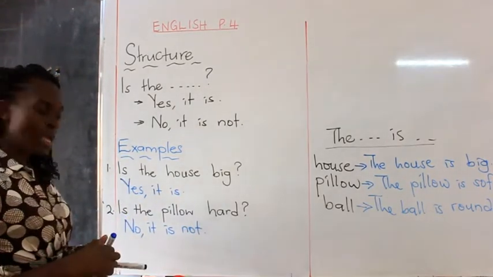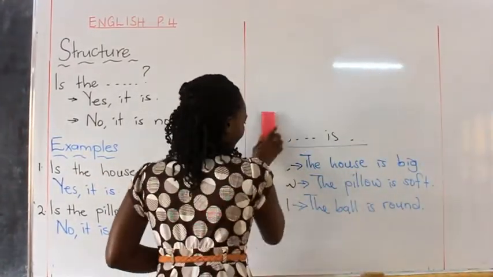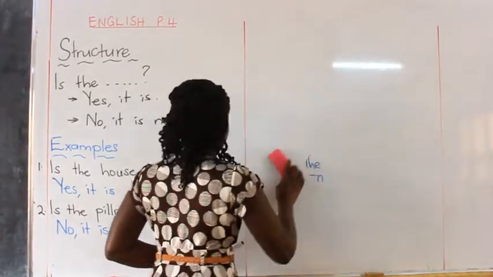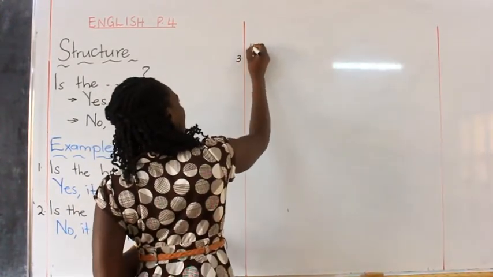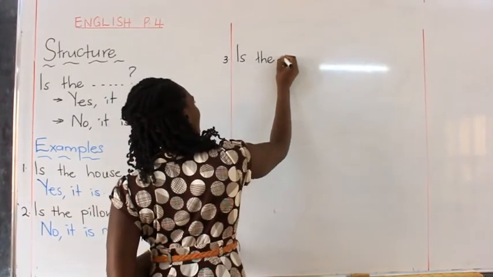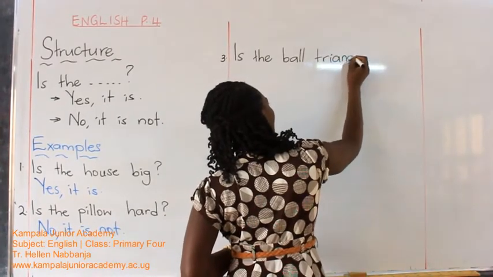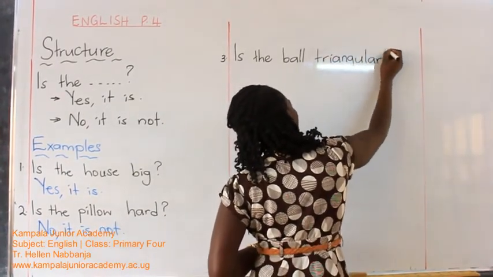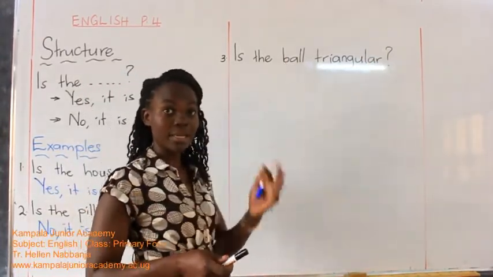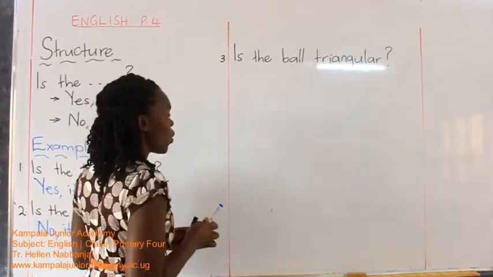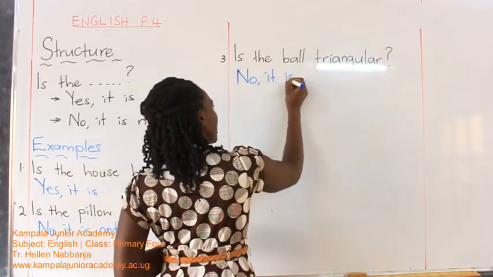Okay? I could go to example 3. Example 3 says, "Is the ball triangular?" Make sure there is a question mark because it's a question. Is the ball triangular? Look at the ball around you. Is it triangular? I expect a no. So we simply say, no, it is not.